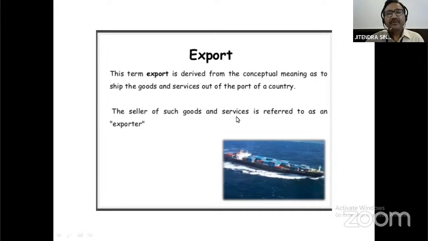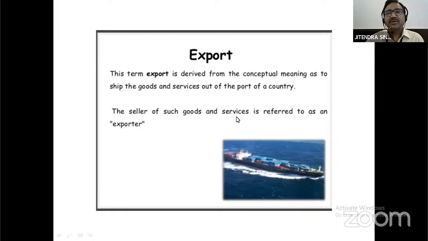Today, we will talk about the basic procedure of international business: how we will start international business, and how a person or an organization or firm can move into the international market. There are many different ways to enter the international market or international business. The most primitive method is through export and import, and the history of export and import is more than 5,000 years old.